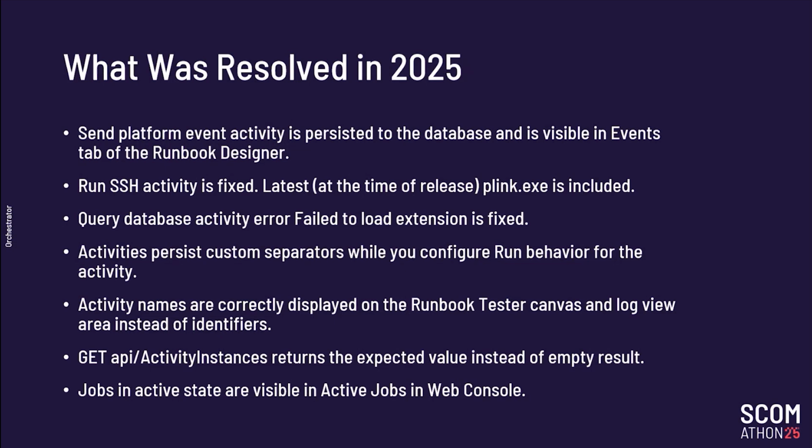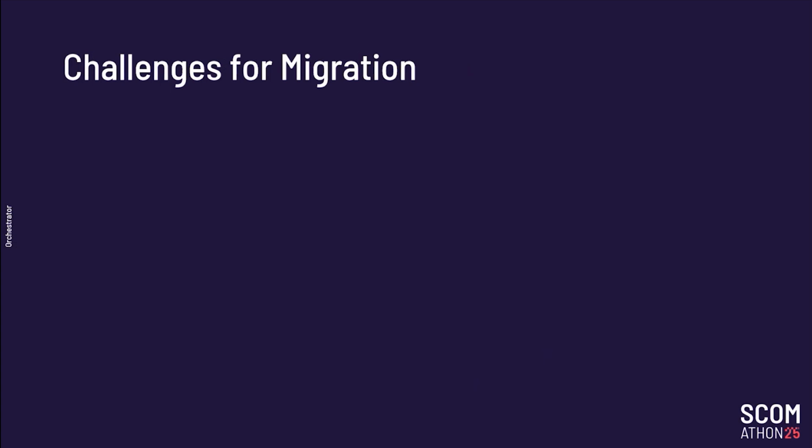They've resolved issues with the query database. They've resolved the runbook tester. There were issues with how the data was getting presented on that, and they've done a number of fixes to the web service so that the Orchestrator console actually reports correctly. So 2025 is a much more capable platform, and has a lot of the issues and challenges that people had seen with 2022 resolved and fixed. But if you're looking to move to 2022 or Orchestrator 2025 from an earlier Orchestrator platform, there are still some challenges that you need to resolve and watch out for.